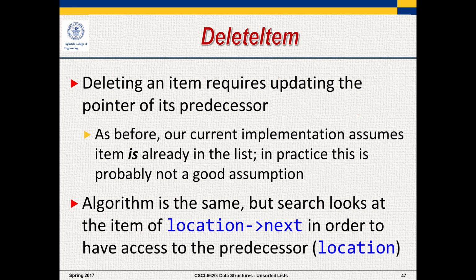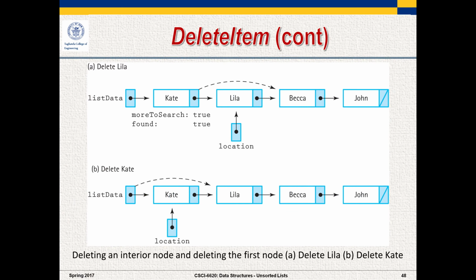So basically what you have to do in the case of DeleteItem is remember, if you find what you're looking for to delete, in the case of the top one, delete Lila, which happens to be the second element in the list, you have to remember that Kate was pointing at Lila. Before you delete Lila, you have to somehow hang on to its pointer, which is to Becca in this case, and Lila's pointer has to then become Kate's pointer.